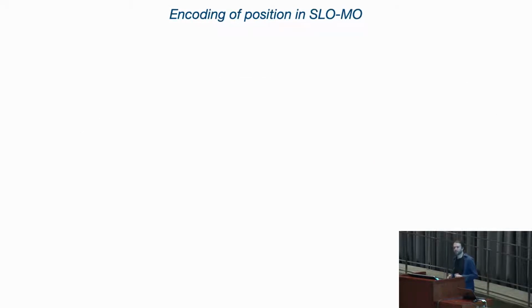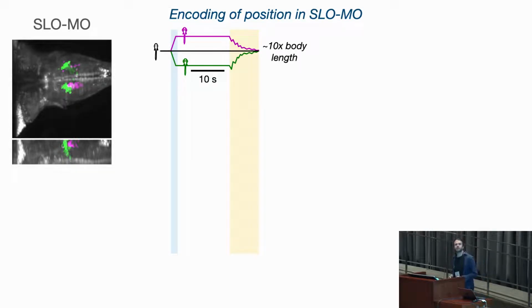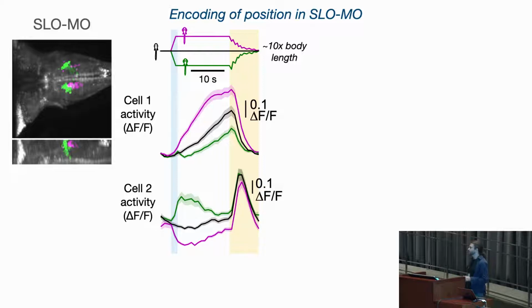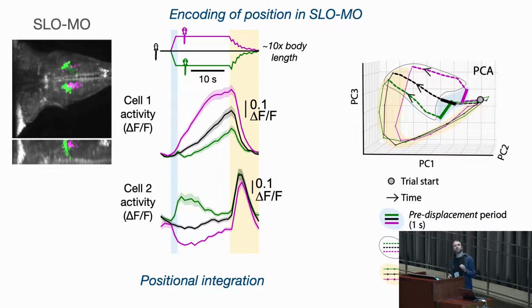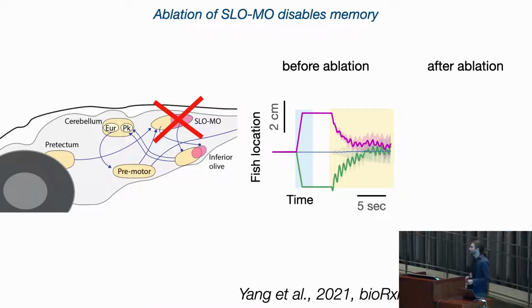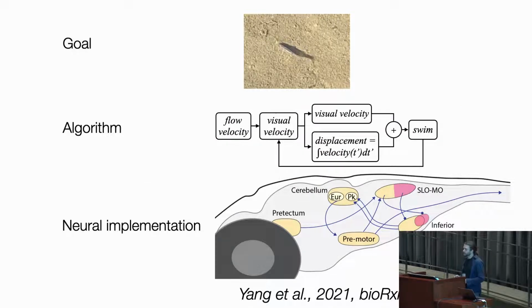For example, in area slow-mo, we can see a representation of the location of the fish represented in different cells that perform positional integration. And looking at the population, we can now embed this in a low-dimensional space to track the location of the animal using network activity. If you ablate this area, then animals cannot stabilize their location anymore, so they lose the ability to form positional memories.